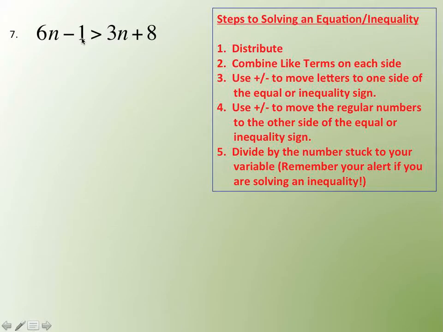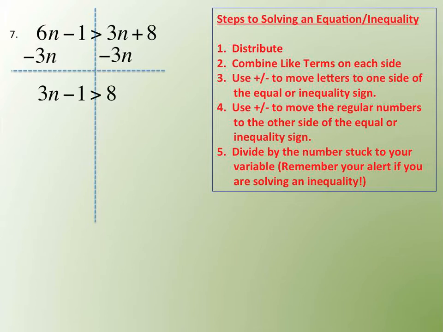Okay, cool. Nothing to distribute. No like terms to put together over here or over here. So now all I got to do is move my letters to one side. So I have 6 n's on the left. I got 3 n's on the right. I always move the smaller number first. So I'm going to move this 3n. So I'm going to subtract 3n from both sides. I like to try to keep my variable positive so I don't forget my alert.